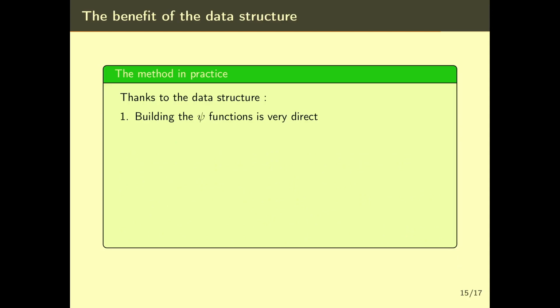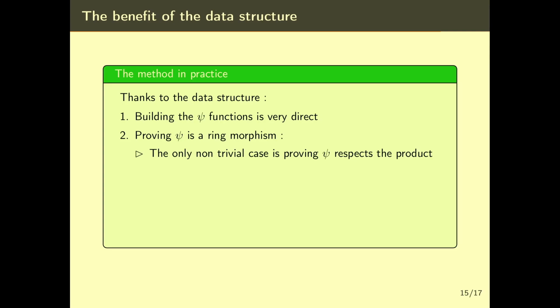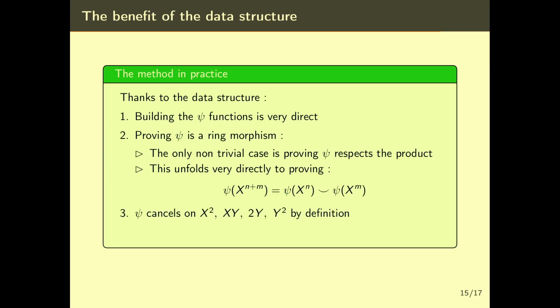Well, building the psi function is very direct, because you have direct sum on each side, so you just need to map the different groups of each direct sum into the good groups on the other side. Proving it's a ring morphism, well, the only non-trivial case is that psi respects the product, and that's very direct, because using induction, it unfolds to proving that psi respects the cup product just on the power.